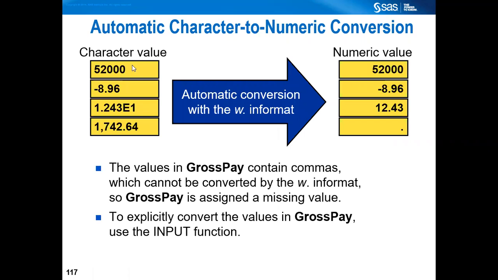So this is what it's telling. Automatic conversion is happening very well for all these above three values. But when it comes to this value, SAS was not able to perform automatic conversion, hence it left it as missing. And it automatically converted by using the w.informat.